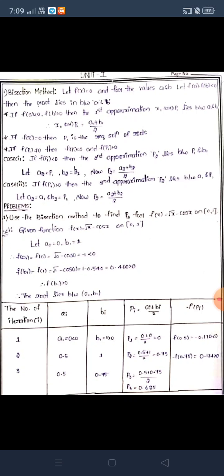a3 is 0.5, b3 is 0.75. p3 is equal to a3 plus b3 by 2 is equal to 0.5 plus 0.75 by 2 is equal to 0.625.